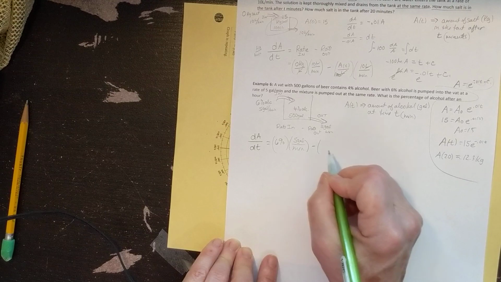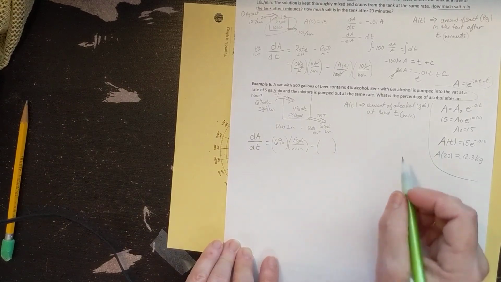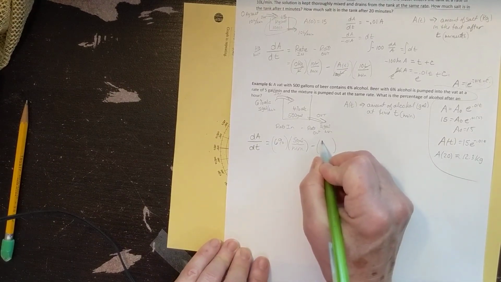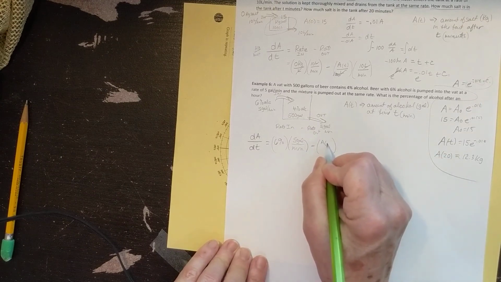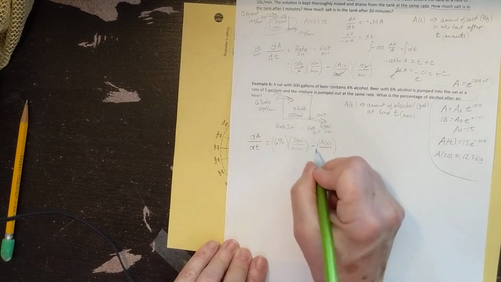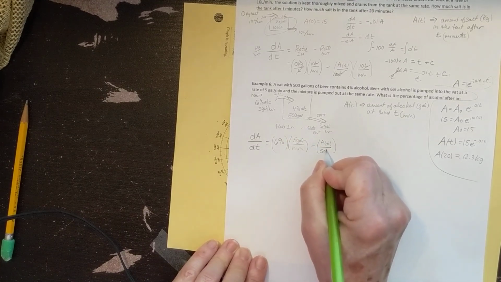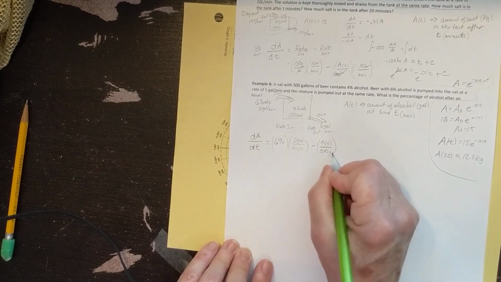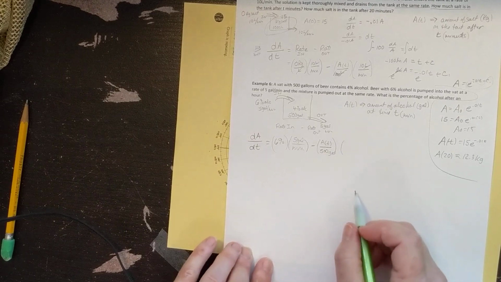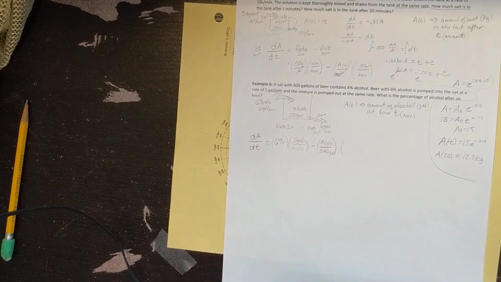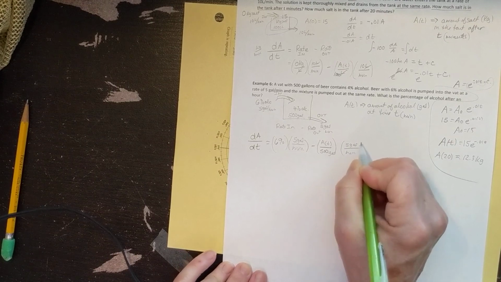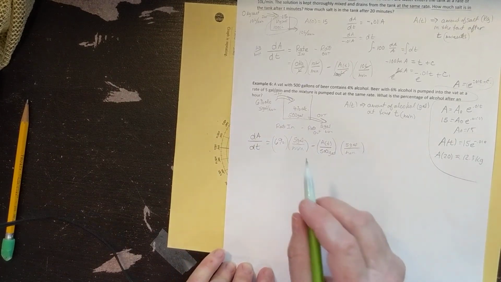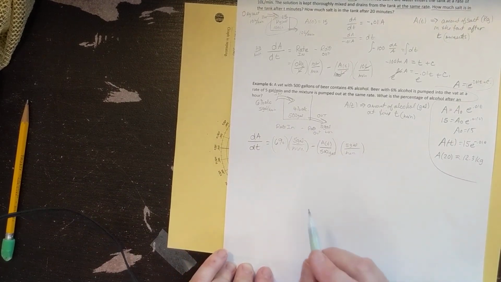minus the rate out. So if we're doing it in percentage, we have to say, okay, it's the amount of gallons of alcohol, right? A of t, but we must divide that by the amount of gallons in the tank, 500 gallons, right? Times the rate going out, 5 gallons per minute. All right. So this keeps us consistent in percentages.